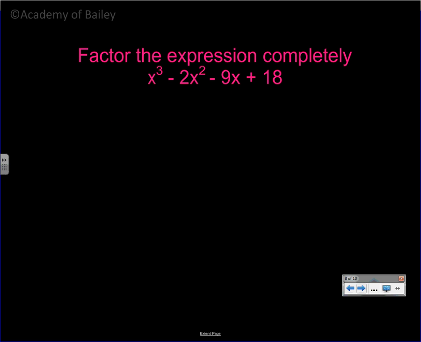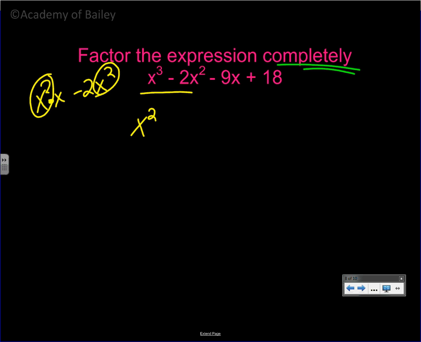Try these two on your own, keeping in mind you should factor completely. I know x cubed is x squared times x, and then minus 2 times x squared, with x squared being the factor that you can pull out. That leaves x minus 2 inside the parentheses.